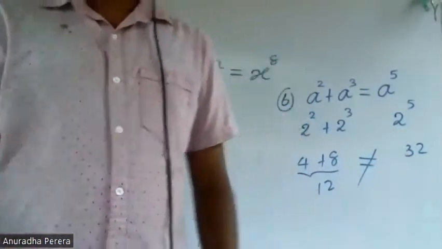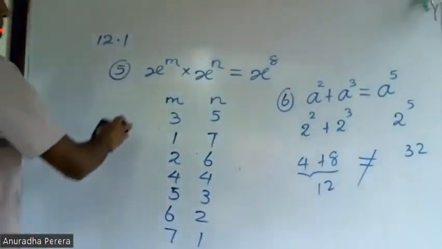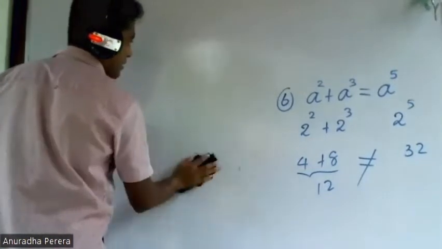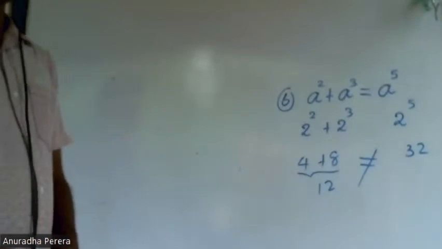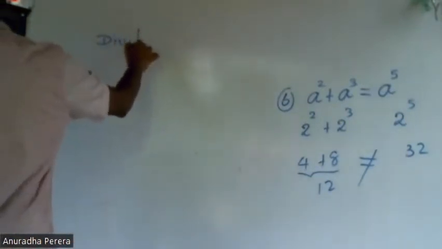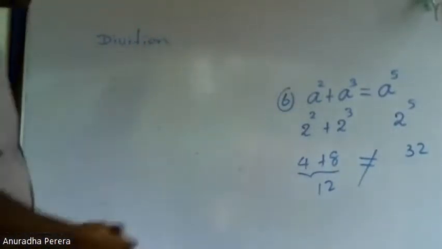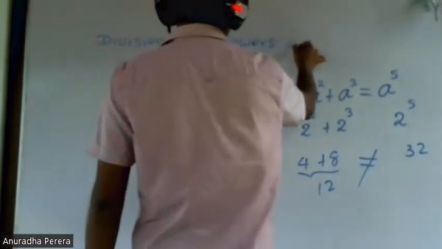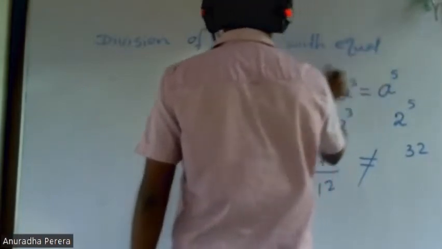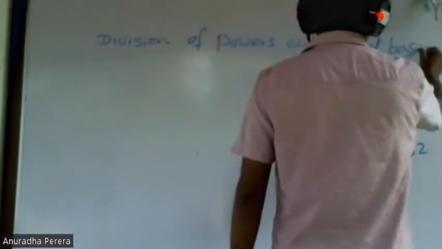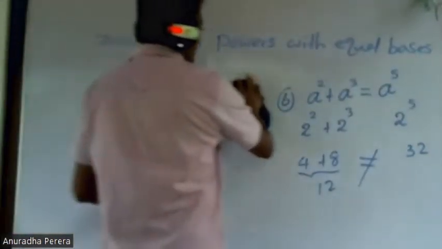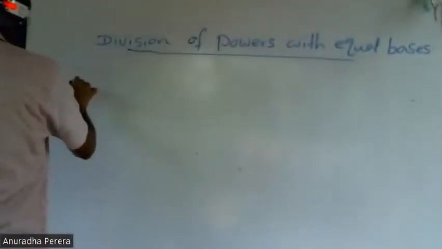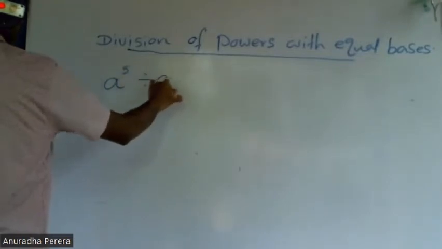Subtopic. Division of powers with equal base. When dividing two powers with the same base, for example a to the power 5 divided by a to the power 3.